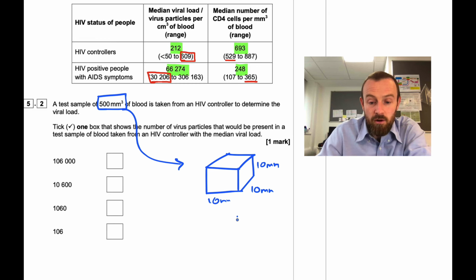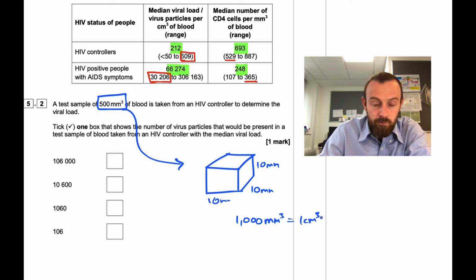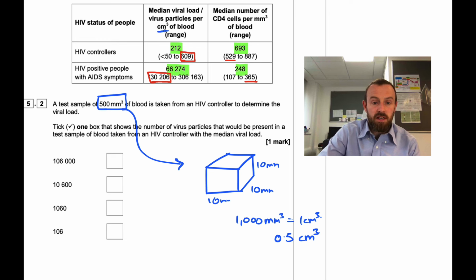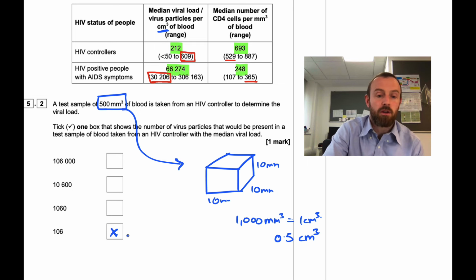So there are 1,000 millimeters cubed equals 1 centimeter cubed. So 500 millimeters cubed is equal to 0.5 centimeters cubed. And this is given per centimeters cubed. So we need to do 212 divided by 2 because it's half a centimeter cubed. So the answer, 212 divided by 2, is 106. Okay? This was just checking that you can convert your units from one thing to the other.